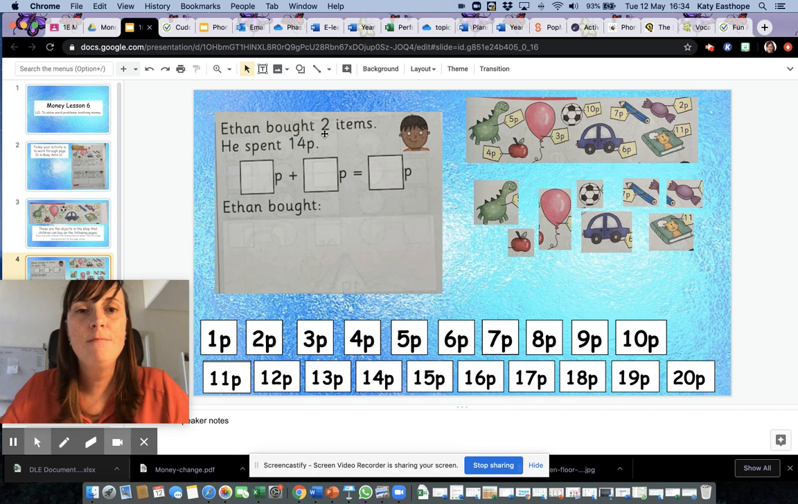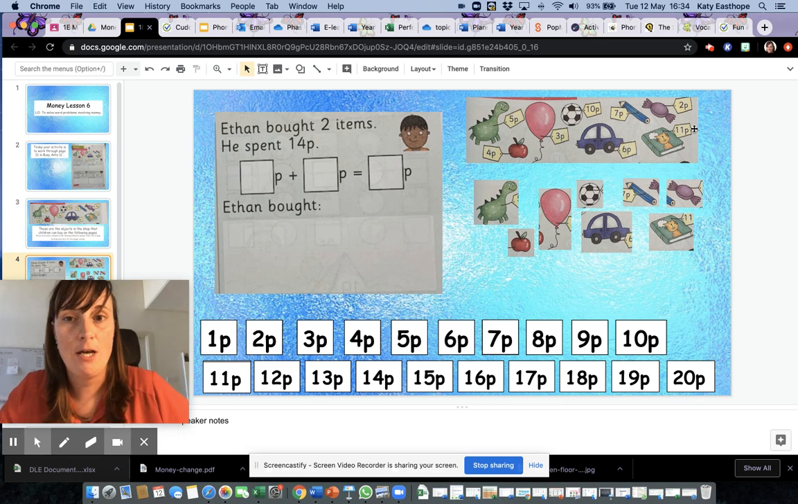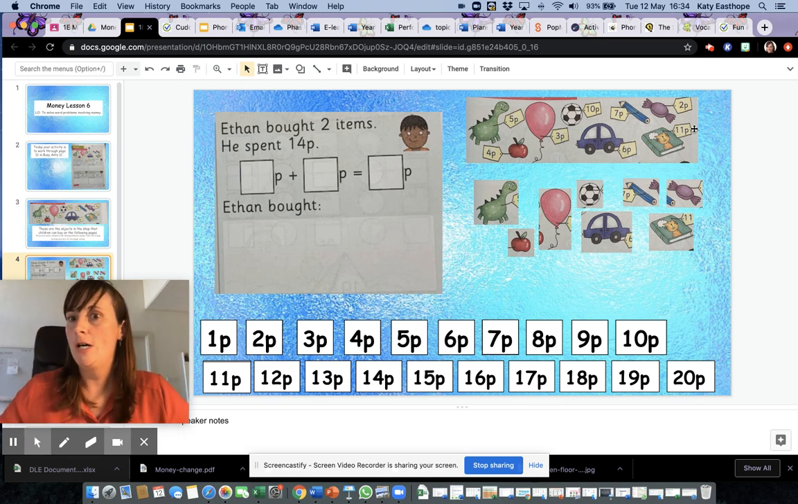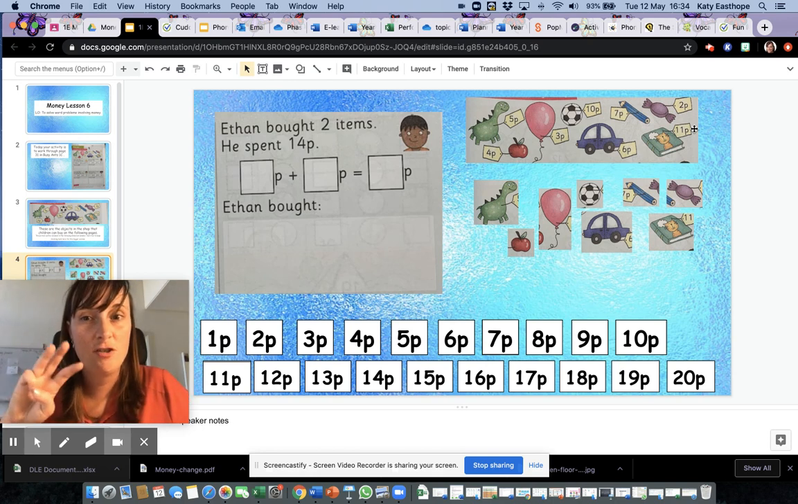Now it says here, Ethan bought 2 items, 2 toys. He spent 14p. So you need to think which 2 of these add together to make 14. I can definitely see one way of doing it. I can see tens and units to do it. I can see a double. So I think there's actually 3 different ways you can do this. I'm only asking for one. So which 2 of these add up to make 14?